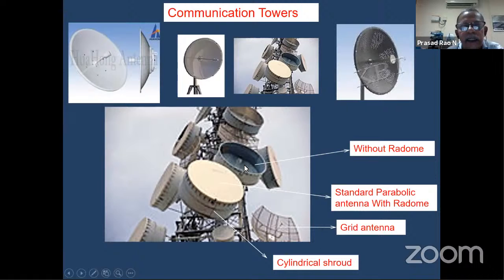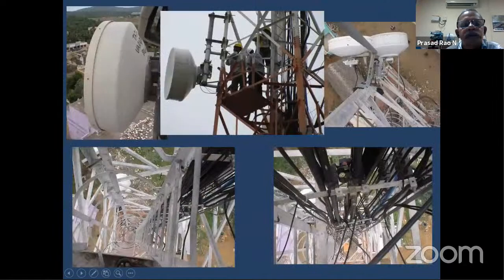The typical structure, a microwave tower structure, where you can see a lot of cables. This will attract more force, and a ladder and other things. So you can see antenna with radome, circular antenna, parabolic antenna, so many antennas. And this will produce more wind loads on the structure.